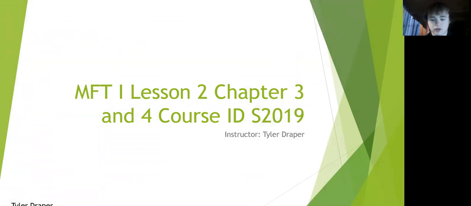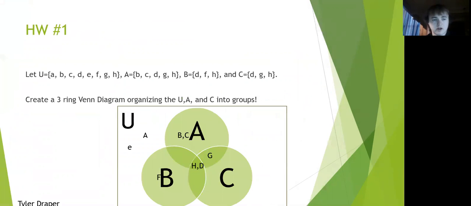Please just follow along. Homework number 1: let U equal A, B, C, D, E, F, G, H. After that, A equals B, C, D, G, H, B equals D, F, H, and C equals D, G, H. Create a 3-ring Venn diagram organizing U, A, and C into groups. Forgot to also include B on there as well.